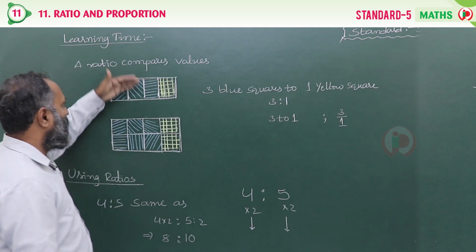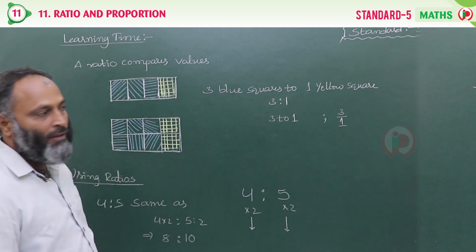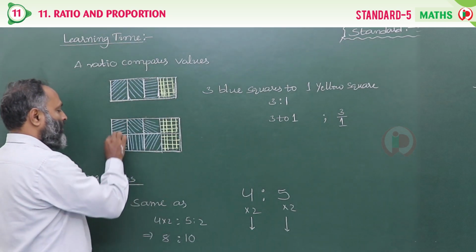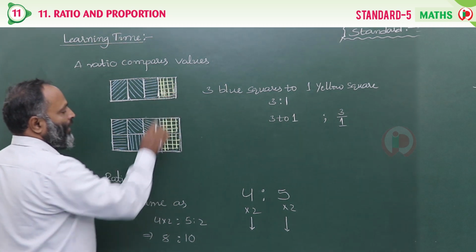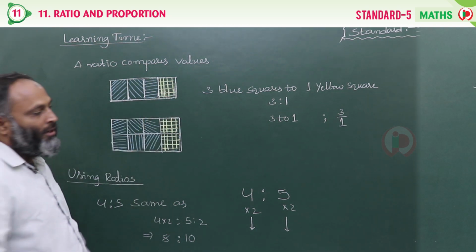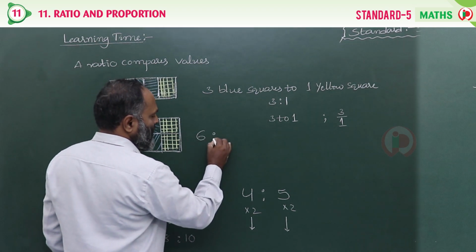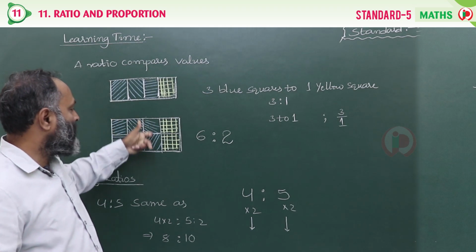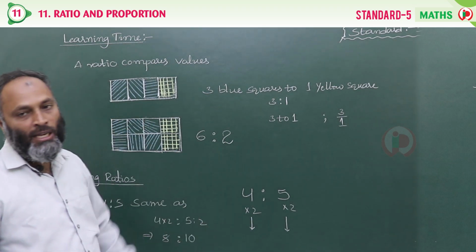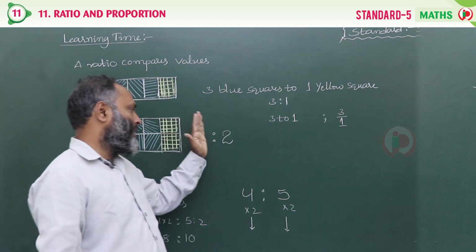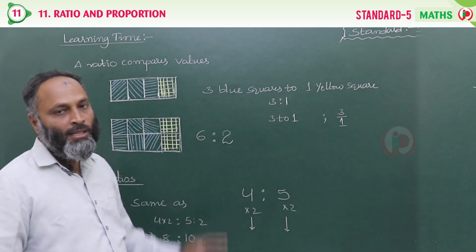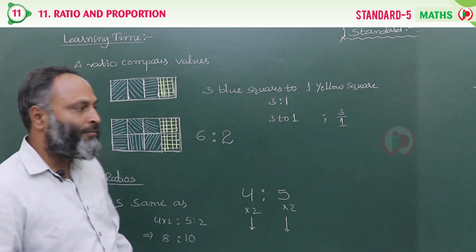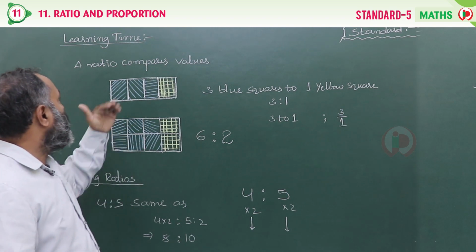Suppose how do we make equal ratios? Here 3 blue color squares were there, so we make 6, and here one yellow color square is there, so we make it double. Then it is 6:2. Count 1, 2, 3, 4, 5, 6: 6 blue colors and 2 yellow colors. We represent it as 6:2, or otherwise 6/2 also. This is the representation of a ratio.